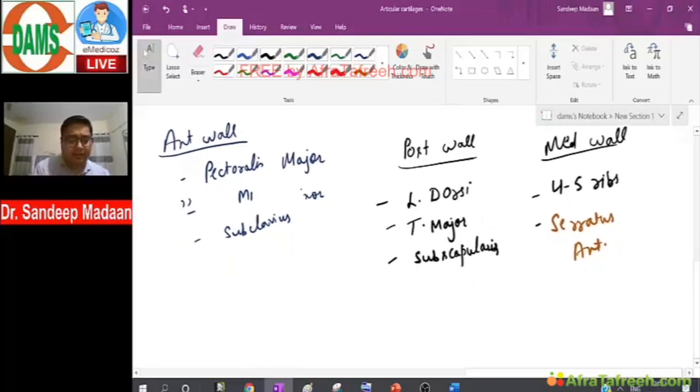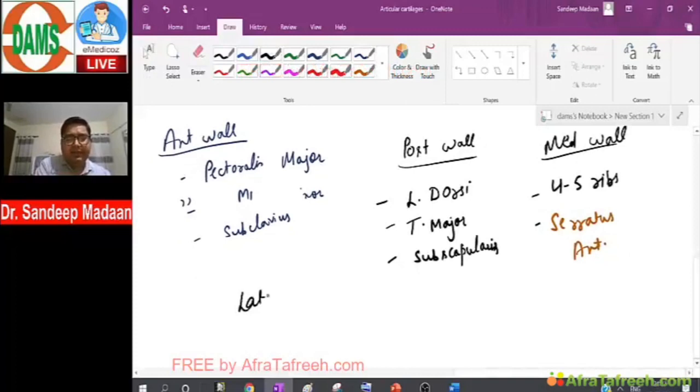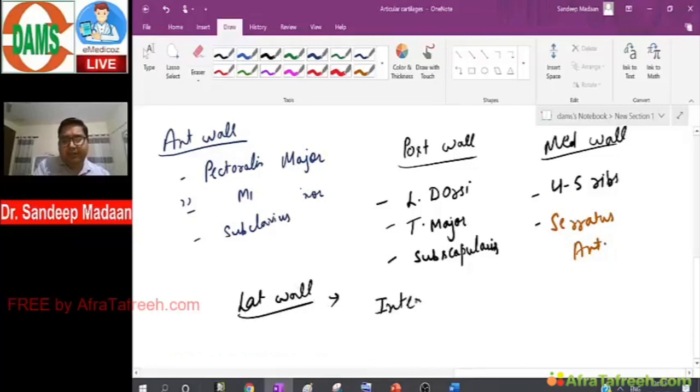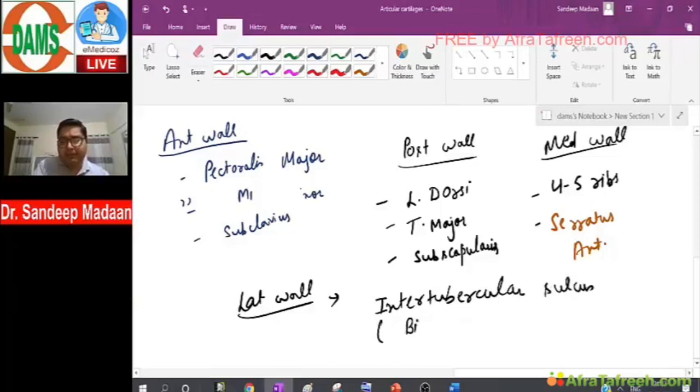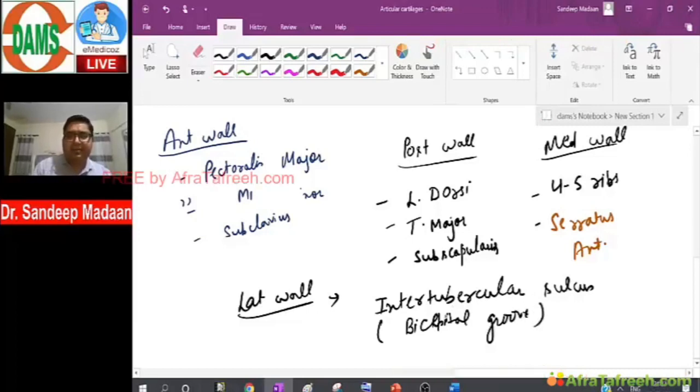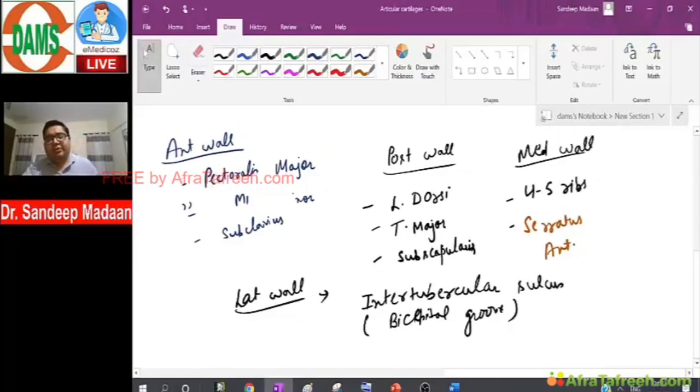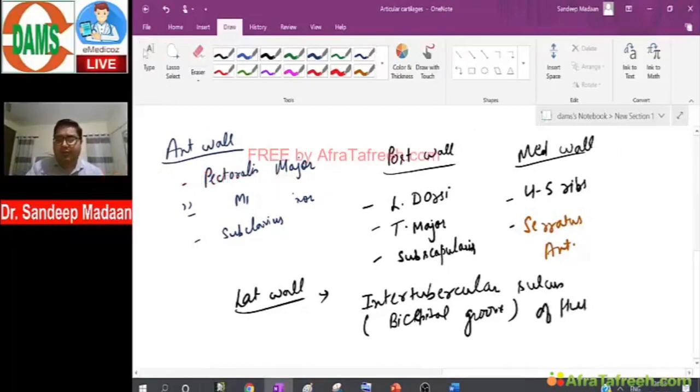And the lateral wall is formed by the intertubercular sulcus region, which is also called the bicipital groove of the humerus. These are the boundaries of the axilla.